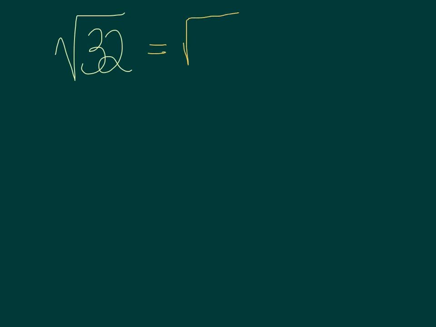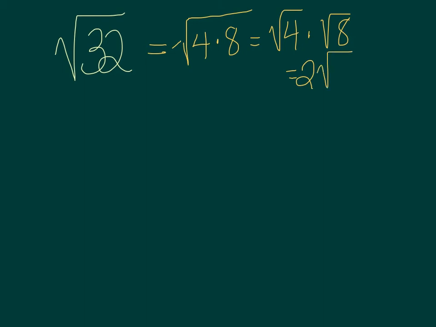So I'm going to have the square root of 4 times 8. So square root of 4 times square root of 8. Awesome. So now I have the square root of 4 is 2, and then I'm just going to leave the square root of 8. Done. But wait, let's check. Are there any factors of 8 that are also perfect squares? Yes, 4 is still a factor of 8. So I actually have to keep going here.